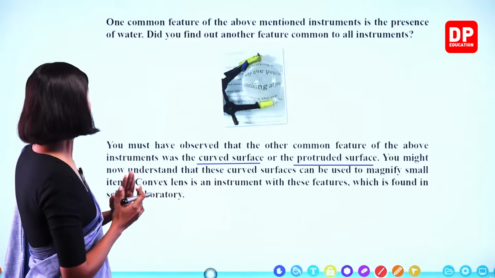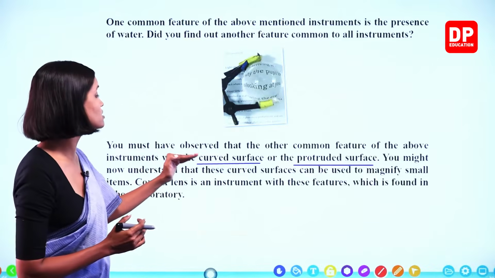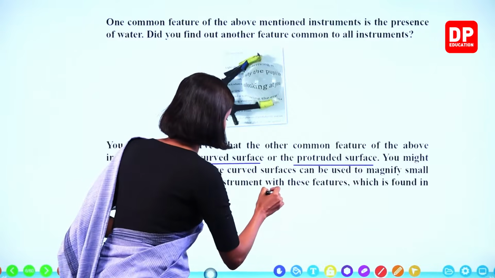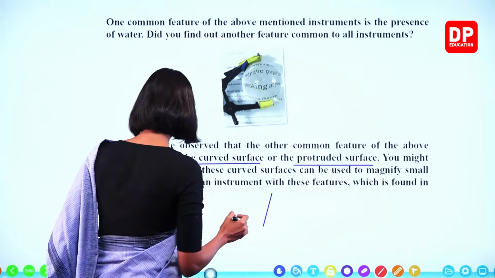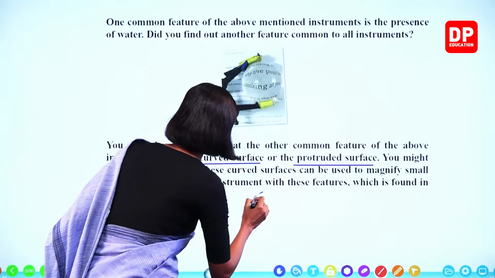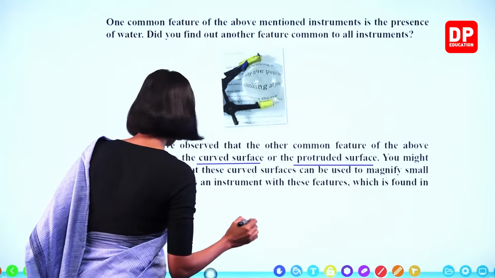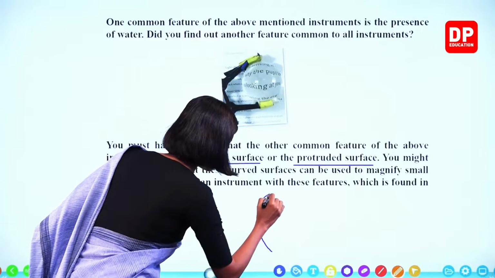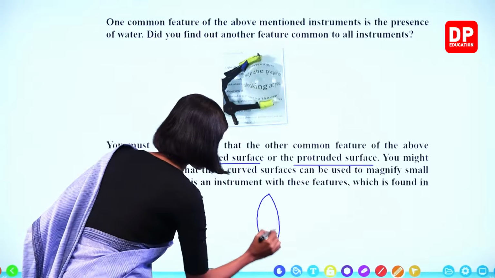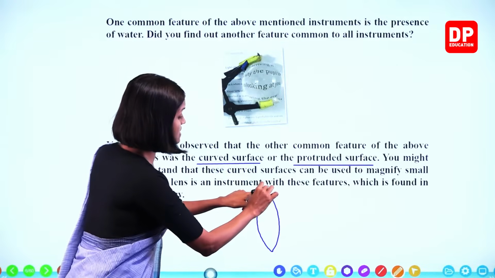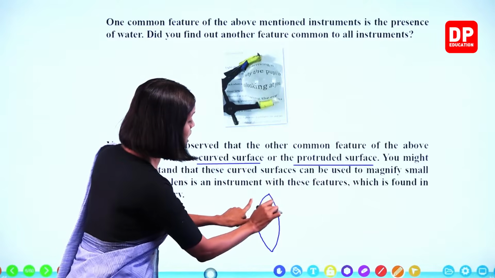Okay, children? So, a convex lens is an instrument with these features. How to draw a convex lens? This is the way to draw a convex lens. So, a convex lens has curved surfaces like this. Convex lenses have curved surfaces. These surfaces are curved outwards.